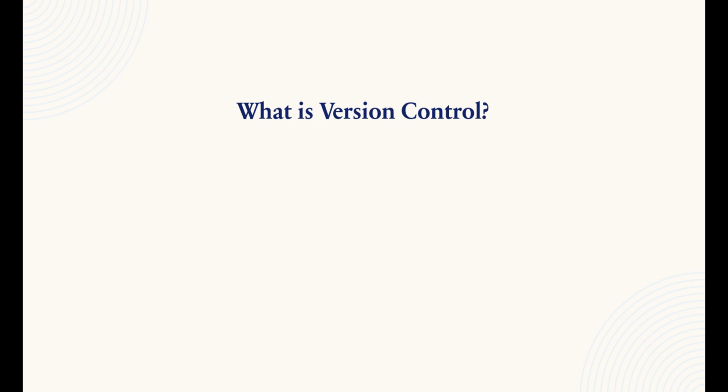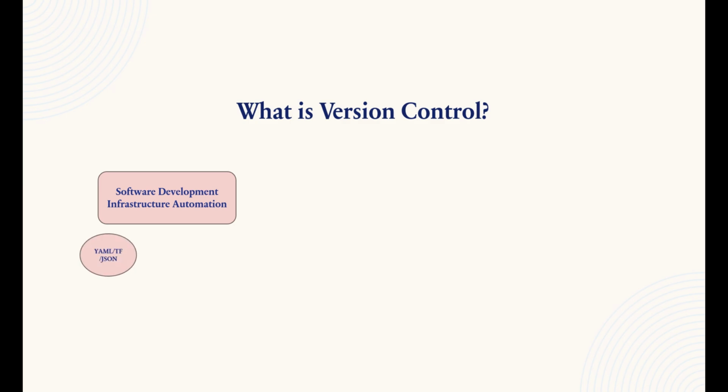Before learning about what is version control system and different types of it, let's understand first of all what is version control. Let us say you might be a software developer working for a project, or you might be working as an infrastructure automation team. For that, you might be writing some YAML files or Terraform configuration files, or you might be writing some JSON files as part of infrastructure automation.